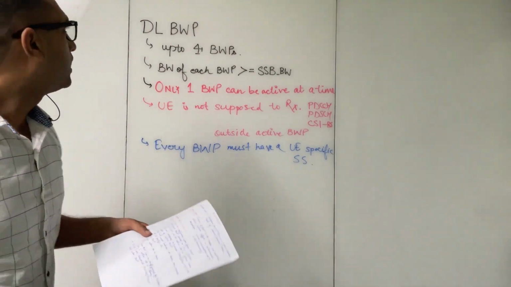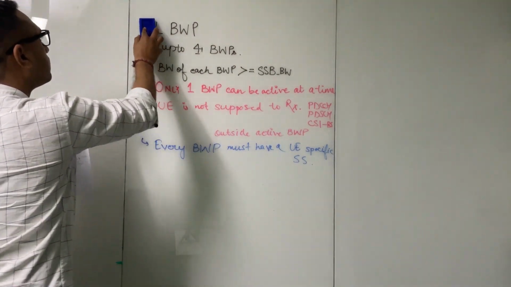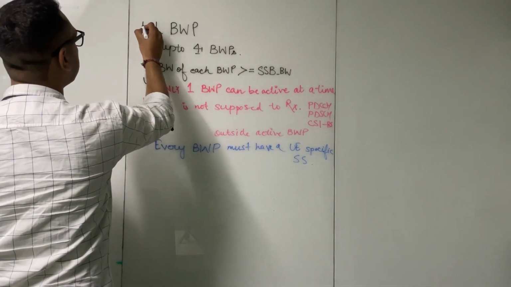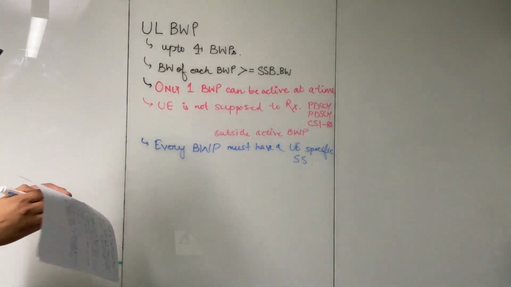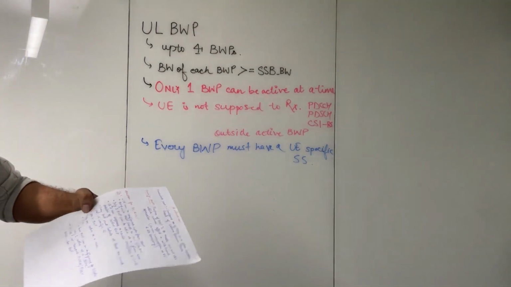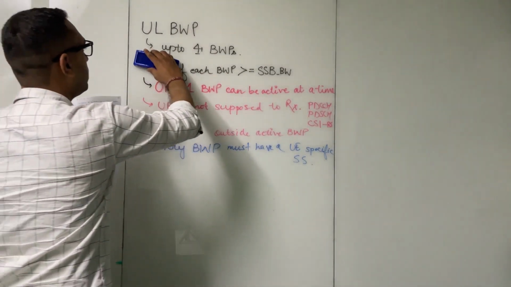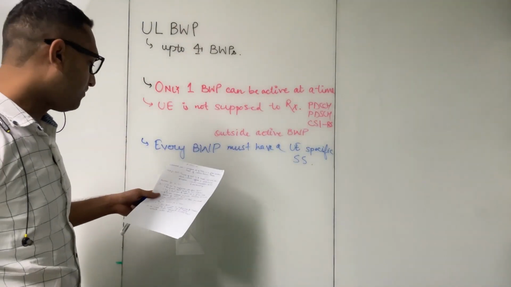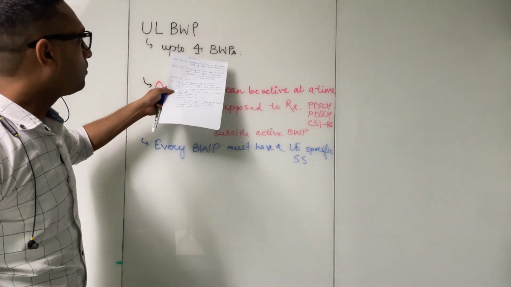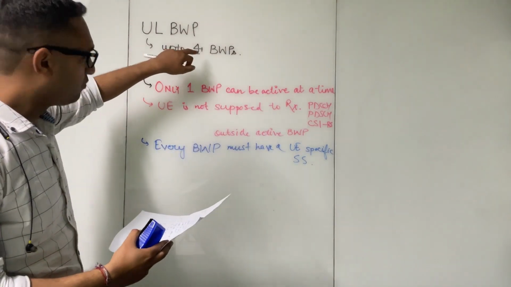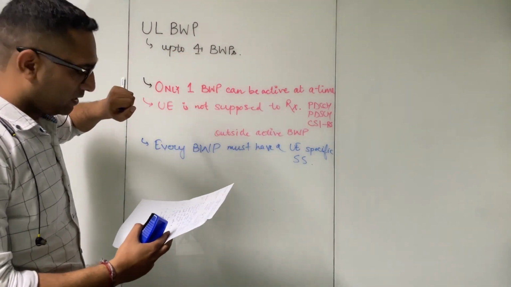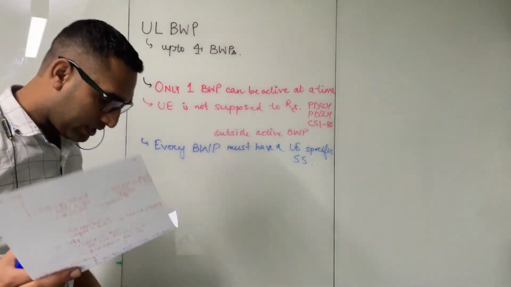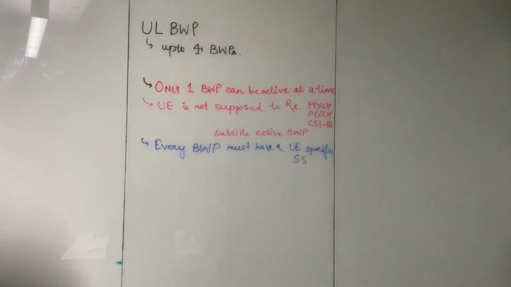Now about uplink. About uplink BWP, the first point remains the same: up to only 4 BWPs in uplink can be configured. Only one BWP will be active at a time, and that means what?